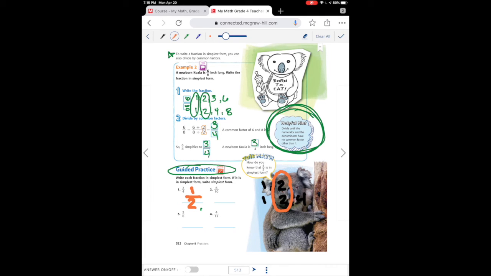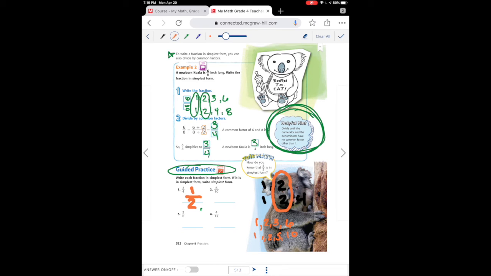Moving on to number 2, 6/10. I need to list out the factors of 6 and 10. I know the factors of 6 are 1 and 6, always 1 in whatever number we're working with. And then I need to think about what other numbers multiply together to give 6. I know 2 and 3, and that's it. For 10, I have 1 and 10. I also have 2 and 5. Those are the only numbers that you can multiply together to get 10.